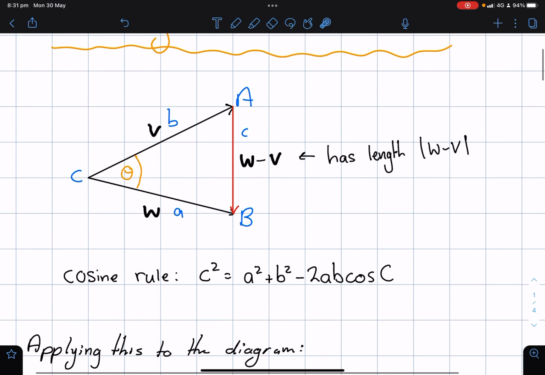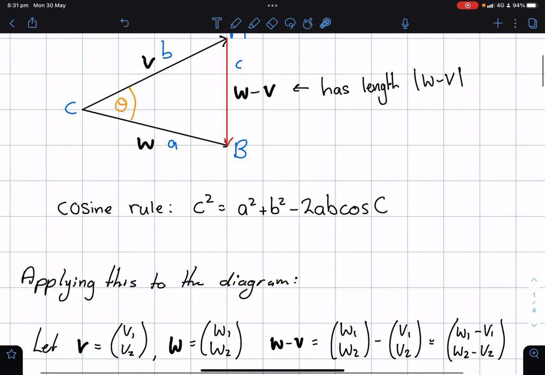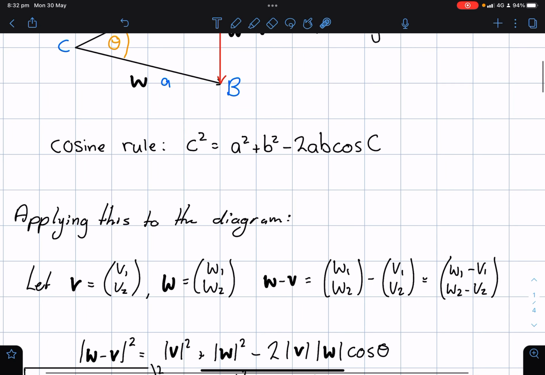So applying this to the diagram, just quickly, we've got vector v is equal to the components v1, v2. Vector w is equal to the components w1, w2. And vector w take vector v is equal to w1 take v1 in the horizontal, and w2 take v2 in the vertical components. Okay, so bear with me, this proof, so we're actually proving our formula today. It does get a little bit messy, so make sure you are following along closely.